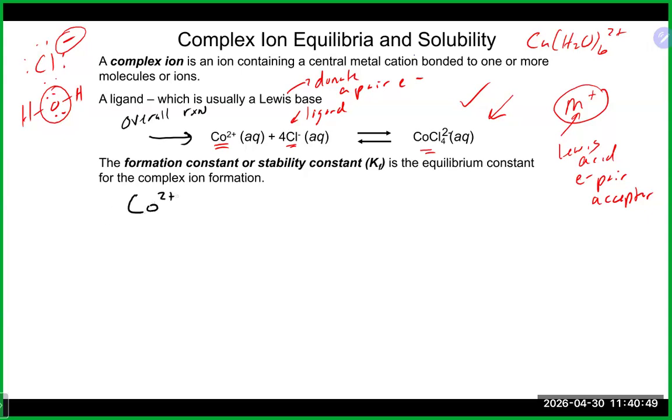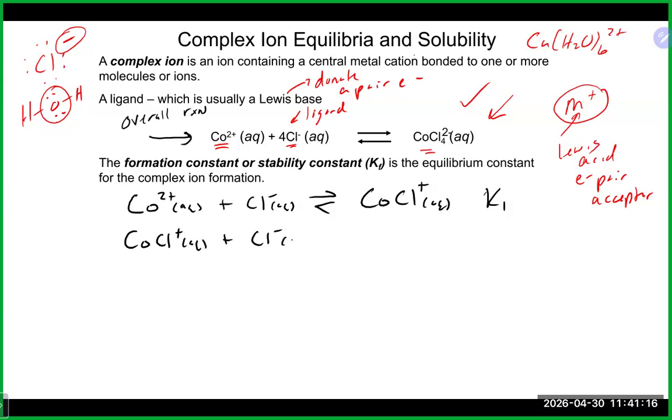So really the first thing that would happen here is our cobalt would pick up one chloride and make CoCl plus. And by the way, that is an equilibrium, and you could have an equilibrium constant value for just that little step. The next thing that would happen is that CoCl plus would pick up another chloride and make CoCl2. You also could have an equilibrium constant for that step as well.